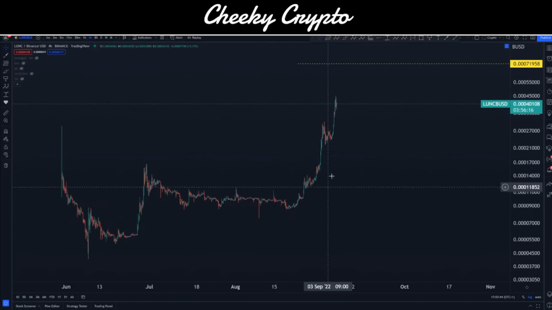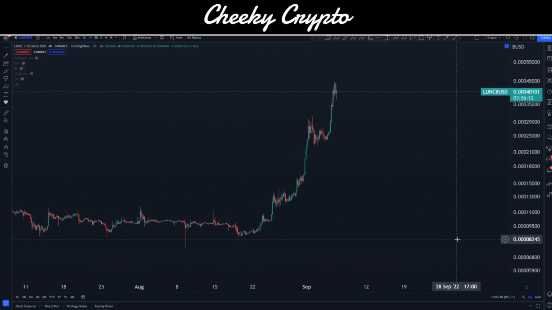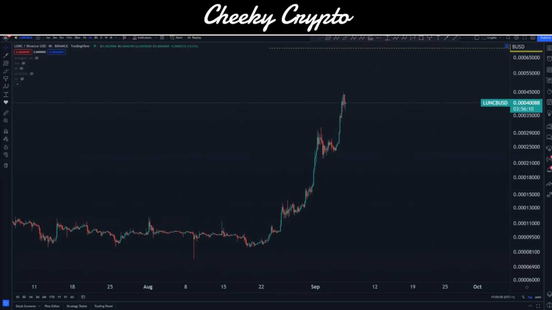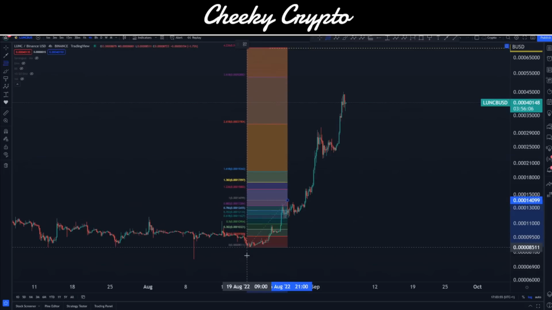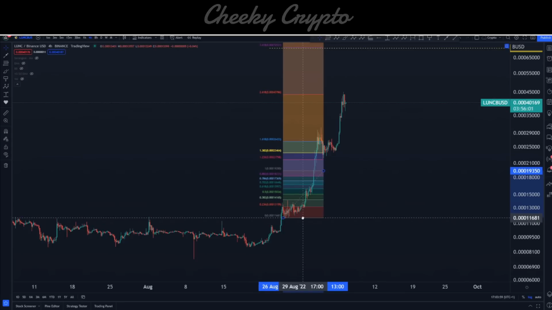What we really want to do is focus on this move to the upside and whether or not this pump to the upside is finished or whether we're going to continue. Now, taking a look at it, we have a very clear structure. We go ahead and grab our fibs again. We're going to run this from the high side here, and we're going to move this over to the low side, which will be just down here.